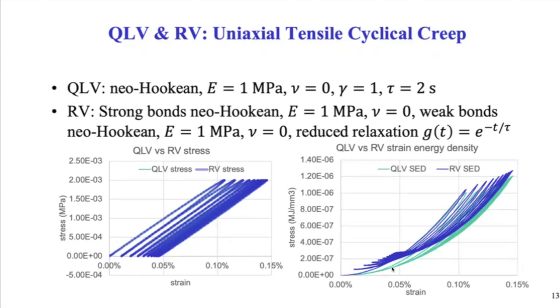So why is that? Well, you have two springs. When you unload the quasi-linear viscoelastic model, both springs go to zero strain, so the strain energy density will be zero. Whereas in the reactive viscoelastic model, when you load and you unload, it's the total stress that goes to zero, the stress in the strong bonds plus the stress in the weak bonds, but it's not necessary that they're both equal to zero. There's no requirement. One of them is still relaxing. The bonds are still breaking. So it turns out that the strain energy density doesn't go back to zero in the reactive viscoelasticity case.